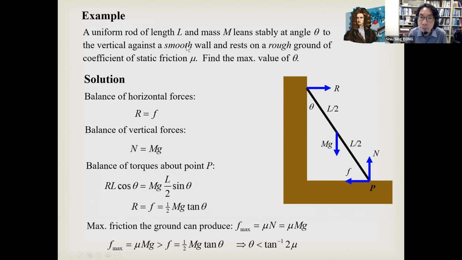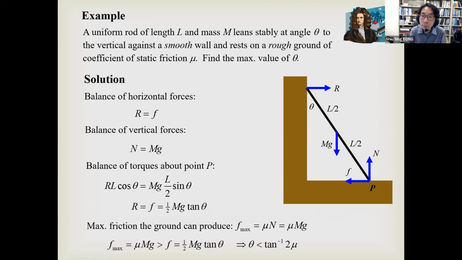Now I assume that the vertical wall is smooth so that there's no friction here, but the ground is rough. So on the ground, you have friction. The frictional force prevents the sliding from happening. If you have no friction, then the ladder will simply slide down. So with friction, there's a force pulling the ladder inwards, and that prevents the sliding from occurring.